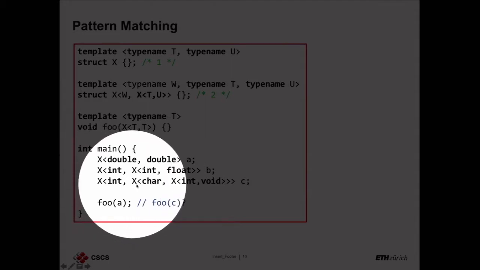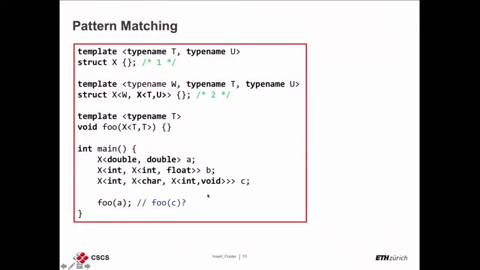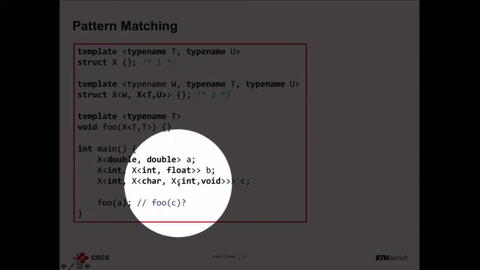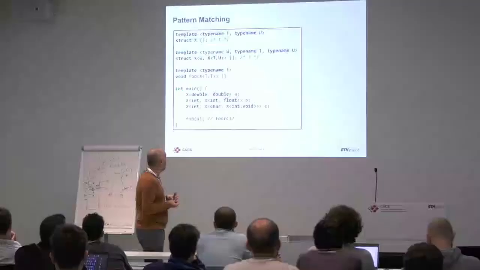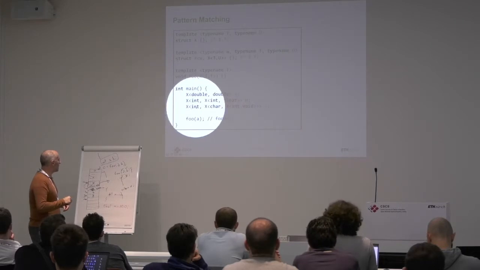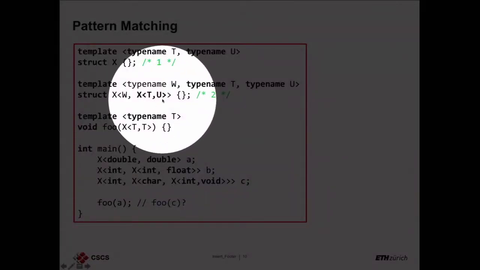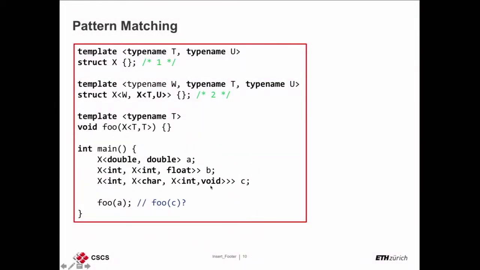So I can have X of int, X of char, X of int, and void. Void can be used as a template argument. And you can implement with this a list or a sequence of types. This is actually how Boost MPL implements list of types. And it's very ugly. You don't want to do it nowadays. There are better ways of doing it. But this works with the pattern matching. So now this X matches this one, and this one matches again the same specialization where the int and void. So you're applying this recursively.